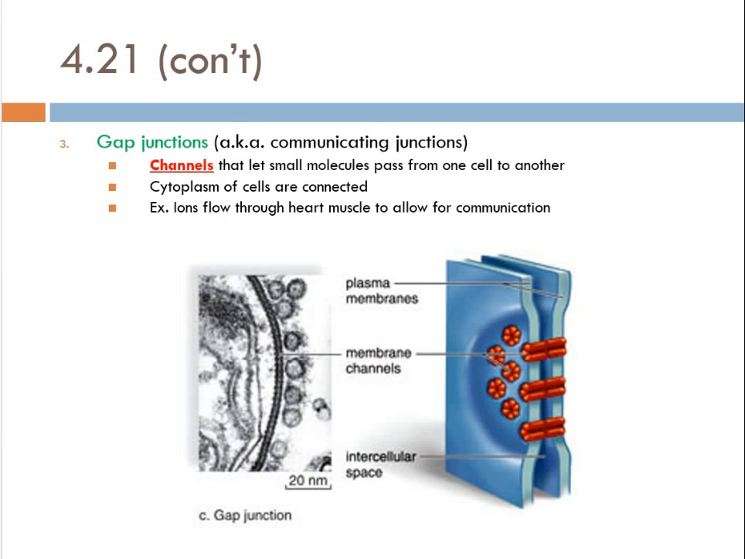Gap junctions, these are these little holes that you're seeing right over here. They let small particles pass from one cell to another, so they can share things like sugars and water and things like that. The cytoplasm from one cell to the other are connected, and they allow ions to flow from one area to another. So when we talk about these ions that help move muscles in Anatomy 201, if you ever take that class, we'll talk about how they're shared from cell to cell and basically make these muscles contract and move.